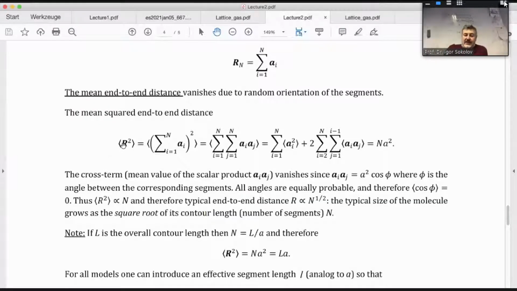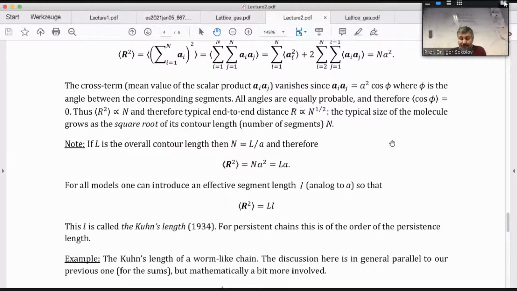And the mean squared displacement, the mean squared end-to-end distance, is simply the number of these independent segments or repeated units times the length of each of them. This is great.